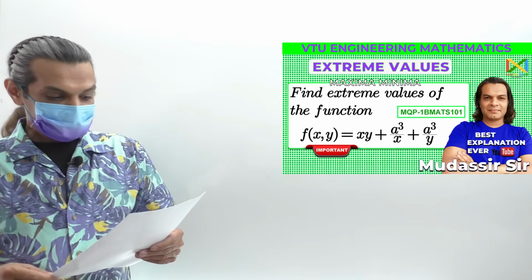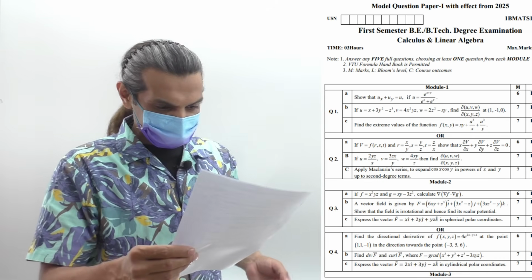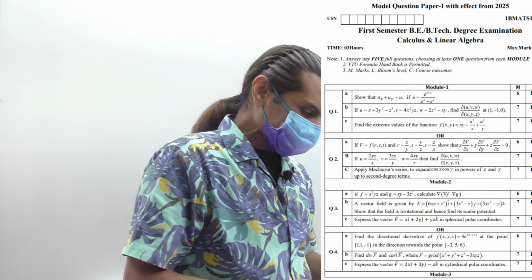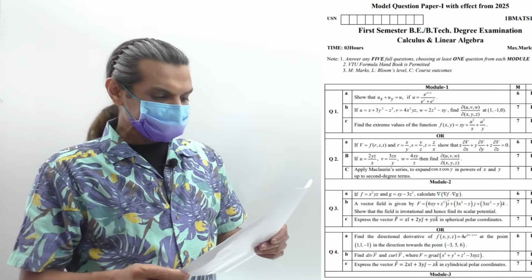Okay. Next, see the next part of the question, that is module 1 part R. Question 2a. It says if v is equal to f of r, s, t and r is equal to x by y, s is equal to y by z and t is equal to z by x, show that x dou v by dou x plus y dou v by dou y plus z dou v by dou z is equal to 0.